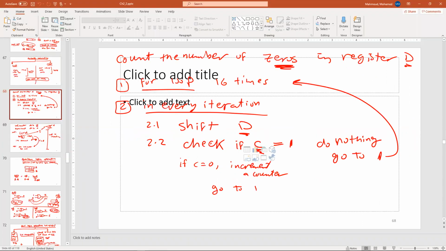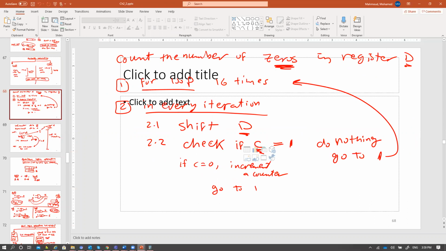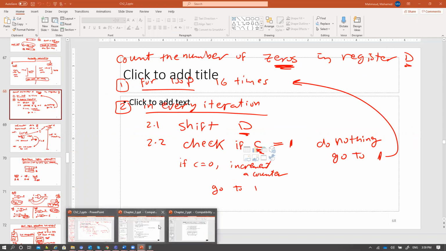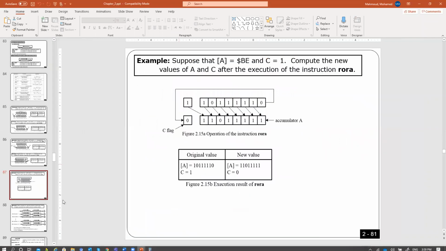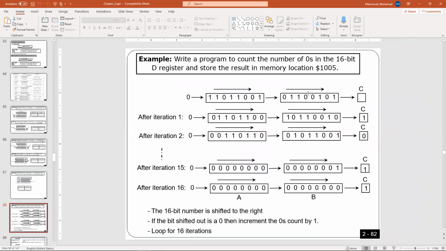Okay. So before I show a program, I think I have a very nice figure here. Let me choose this figure here. So here, if this is the initial value, guys, after iteration one, I'm going to get this. This one is going to come here, right? And then I'm going to check the carry. If the carry is zero, I'm going to increment the counter. If it is not, I'm not going to increment the counter, right?